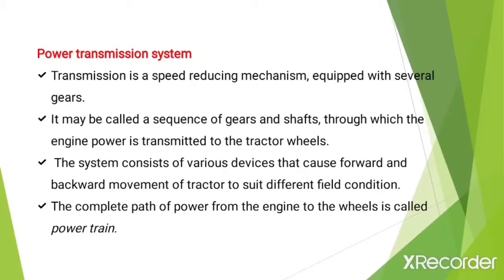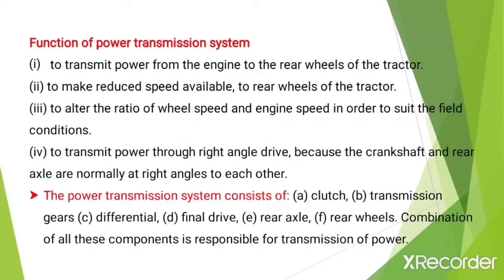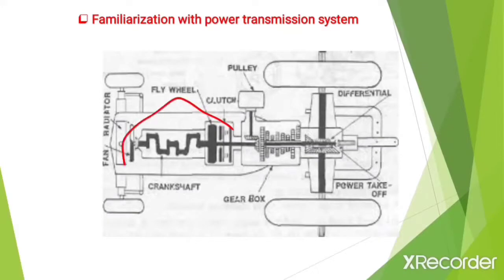We know that the actual power generation takes place in the engine. For example, here this is the engine. The actual power is developed in the engine, then it is transferred to the clutch and finally to the gearbox, and here the transmission of the power actually takes place. There are a number of gears present in the gearbox, according to the requirements.